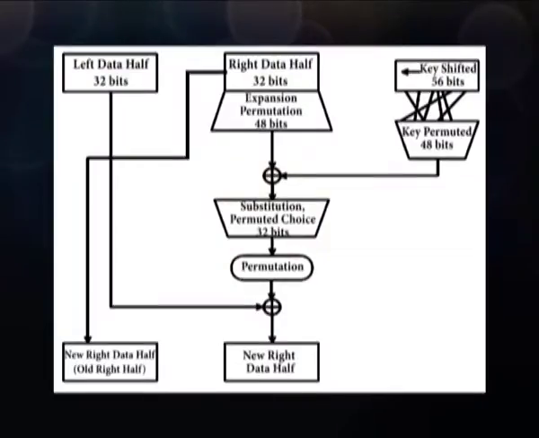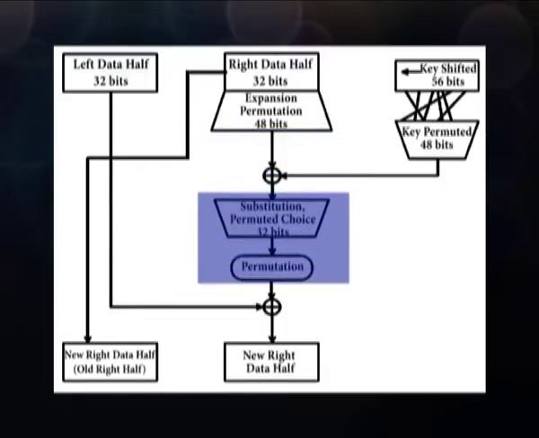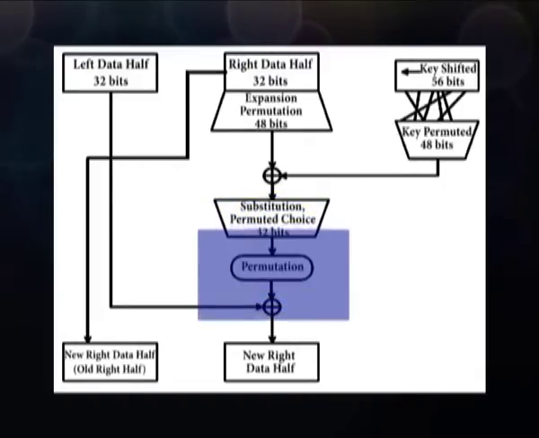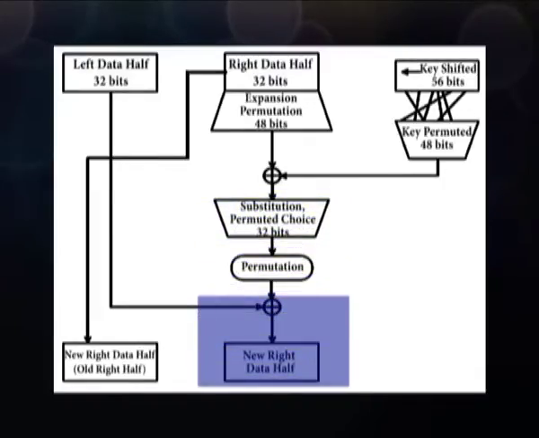Now, we will see in detail the working of each cycle of the algorithm. There are 4 separate operations in each cycle. First, the right half is expanded from 32 bits to 48 bits. Then, this expanded right half is combined with a form of the key by an exclusive OR function. The result of this operation is then substituted for another result and condensed to 32 bits. The 32 bits are permuted and then combined with the left half to yield a new right half.